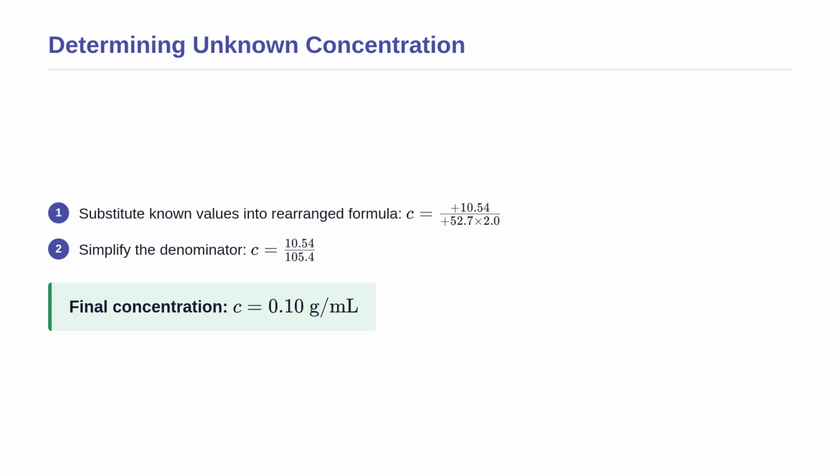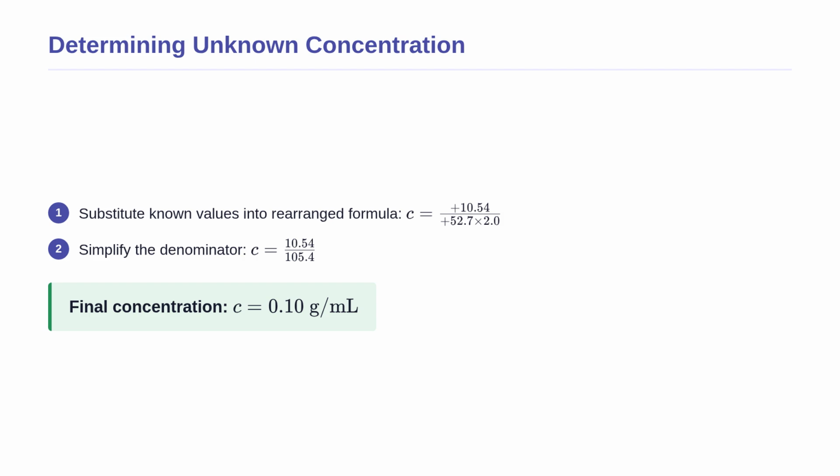Now that we have derived this new form of the equation, let us use it to find the concentration of an unknown D-glucose solution. We know the specific rotation of D-glucose is positive 52.7 degrees. We measure an observed rotation of positive 10.54 degrees in a 2 decimeter tube. We plug these values into our rearranged formula.